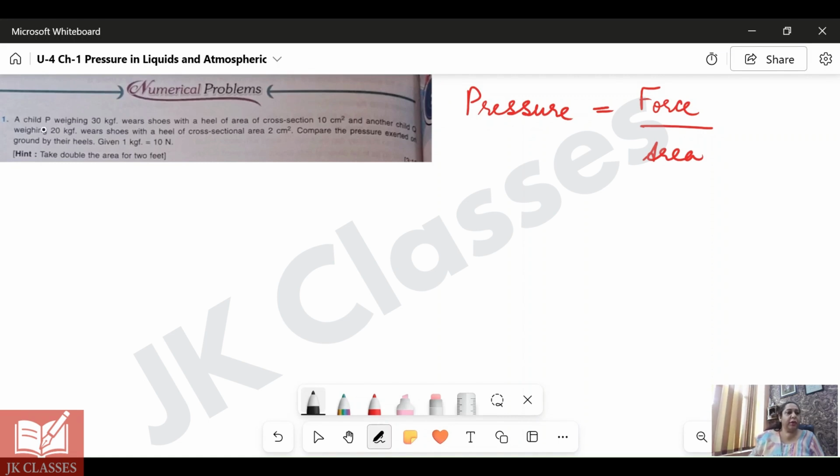So in question 1 we've been given that there are two children, child P and child Q, who weigh 30 kgf and 20 kgf respectively, and they are wearing shoes with cross-sectional area of 10 centimeter square and 2 centimeter square respectively. The question asks us to compare the pressure exerted on ground by their heels. So we will begin with child P.